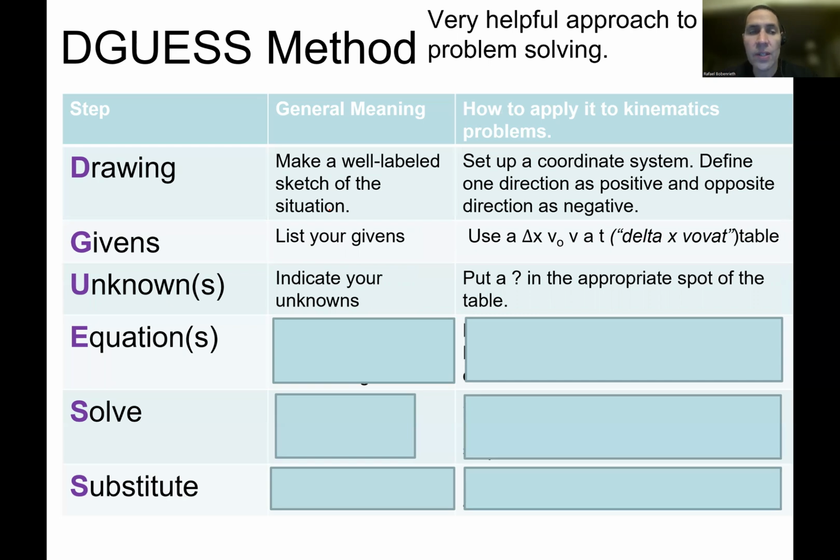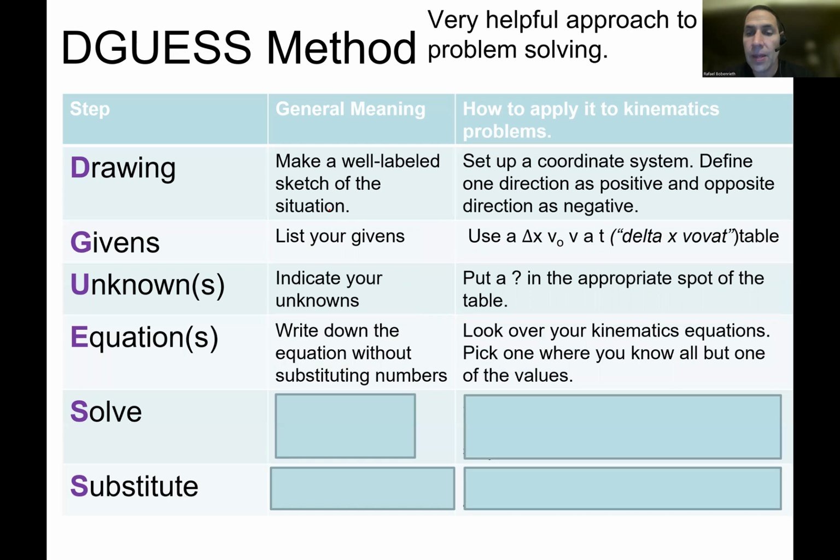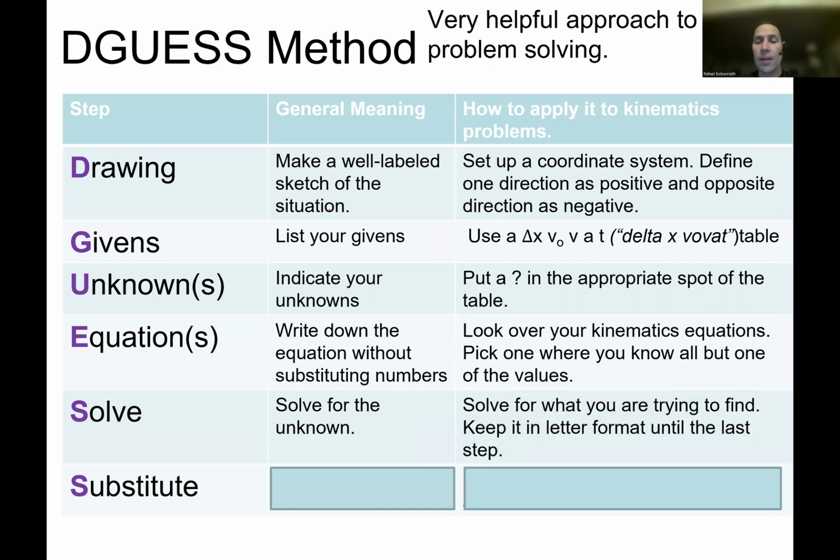Once you've done the drawing, the givens, the unknowns, figure out which equation works best for you to get to the next part of the problem, and write down the equation without substituting numbers. Basically what you want to do is look over those motion equations that we just talked about and pick one where you know all but one of the values. And we'll get some practice doing that. Solve for the unknown. So algebraically, don't substitute numbers in, but solve using the letters for the unknown. All right, keep it in letter format until the last step.